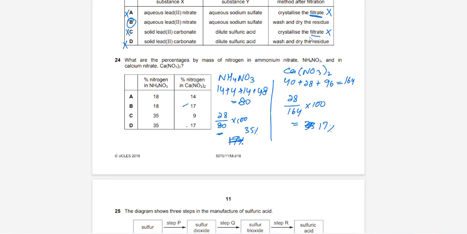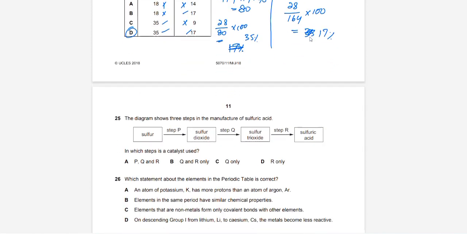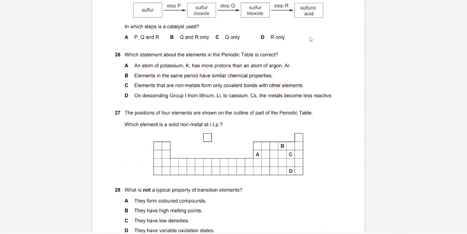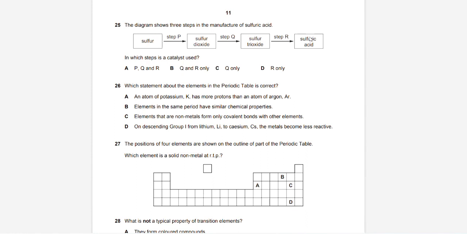This is correct, but this is not correct, okay? This is okay, but this is not correct. This is not correct. This is not correct. This is correct. So option D is okay. You need to have a calculator to do these small mathematical calculations.